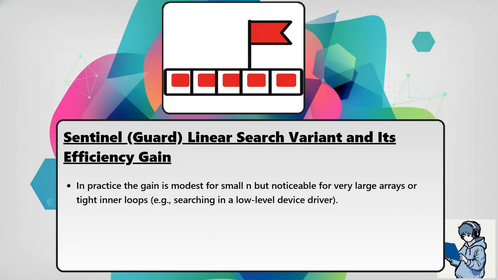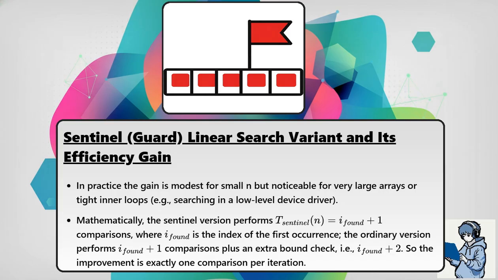In practice, the gain is modest for small n, but noticeable for very large arrays or tight inner loops, for example searching in a low-level device driver. Mathematically, the Sentinel version performs T-sentinel of n equals i_found plus 1 comparisons, where i_found is the index of the first occurrence. The ordinary version performs i_found plus 1 comparisons plus an extra bound check, that is i_found plus 2. So the improvement is exactly 1 comparison per iteration.